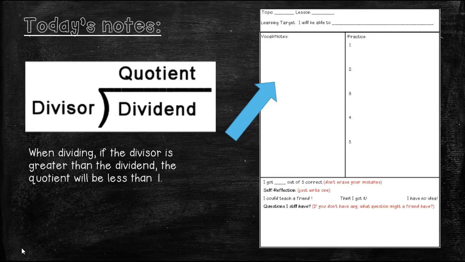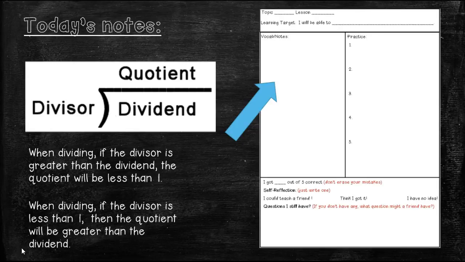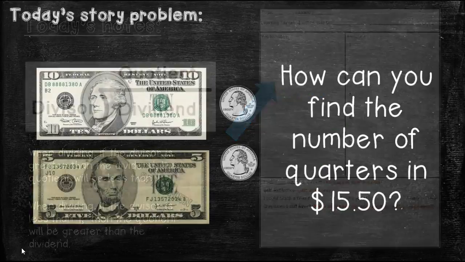Also write down in your notes today that when dividing, if the divisor is greater than the dividend, then the quotient will be less than 1. And another thing to write down in your notes, when dividing, if the divisor is less than 1, then the quotient will be greater than the dividend. Important things when we're talking about today's lesson.